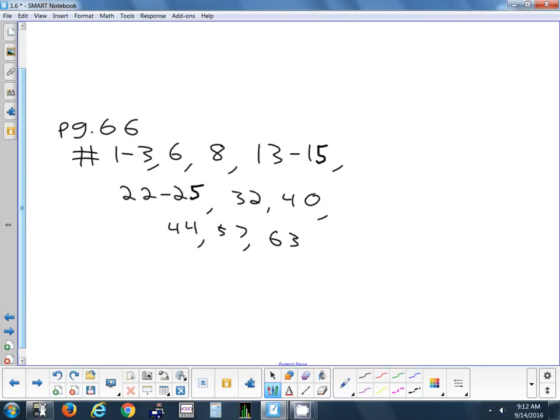All right, so for tonight, I'd like you to try page 66. 1 through 3, 6, 8, 13 through 15, 22 to 25, and then 32, 40, 44, 57, 63. We'll look at that tomorrow, and then tomorrow we will start chapter 2, and that'll be our last section before the test. Tomorrow I'll also talk a little bit about the test, what's going to be on it, and review sheet and stuff like that.